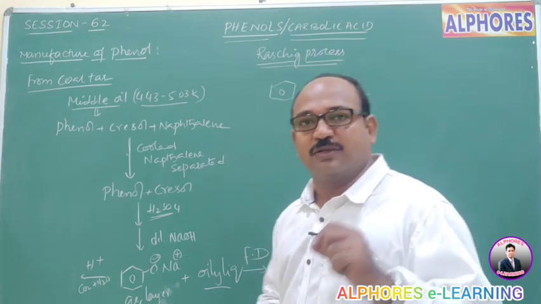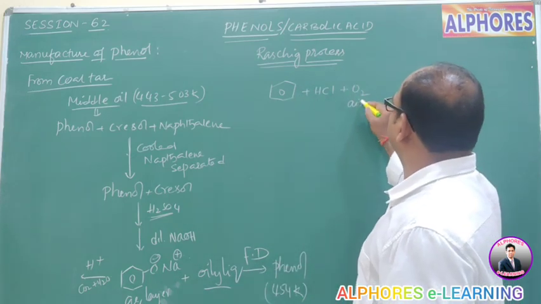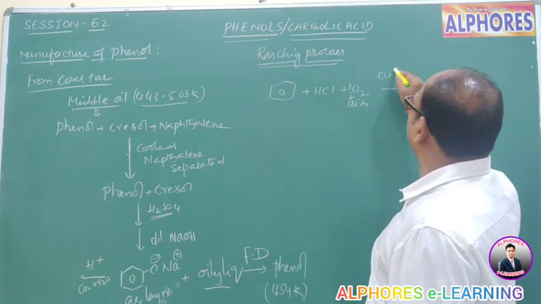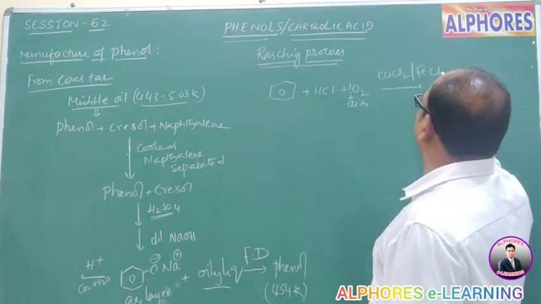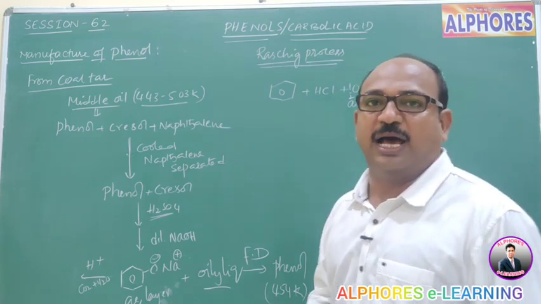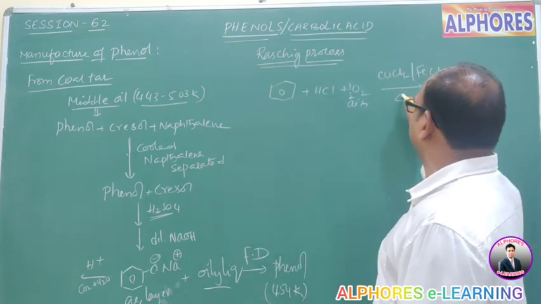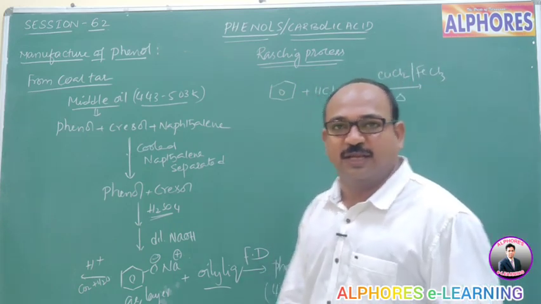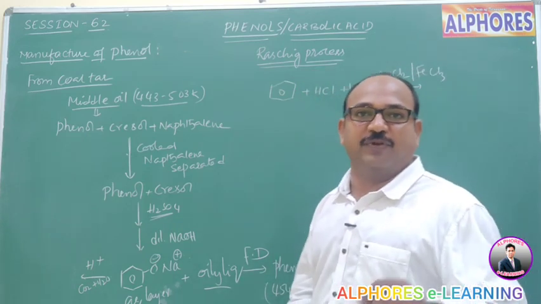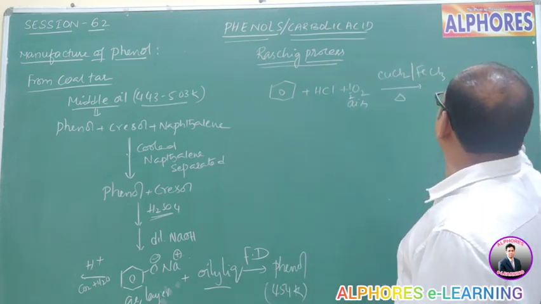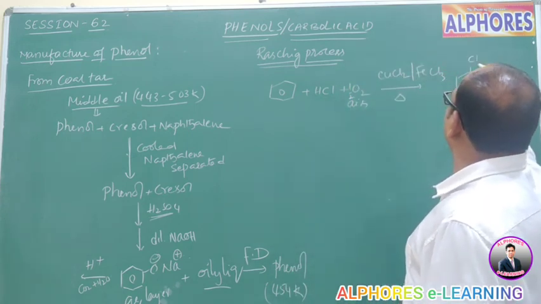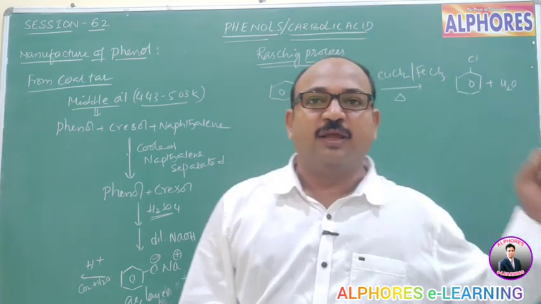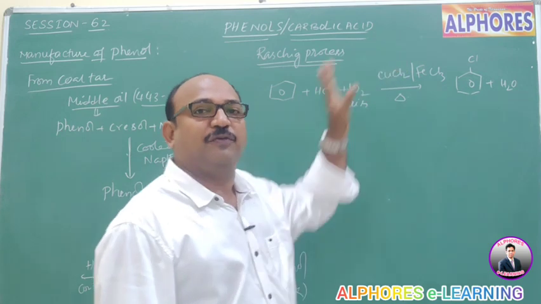In presence of oxygen or air, and the catalyst is either cupric chloride, CuCl2, or ferric chloride, upon heating. That means benzene reacts with HCl in presence of oxygen, with catalyst cupric chloride or ferric chloride. Then we are getting chlorobenzene. So there is no direct reaction; this one is in presence of cupric chloride and ferric chloride.